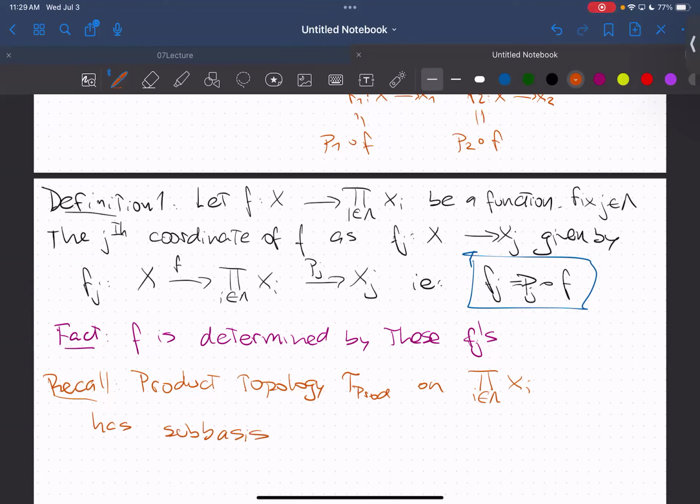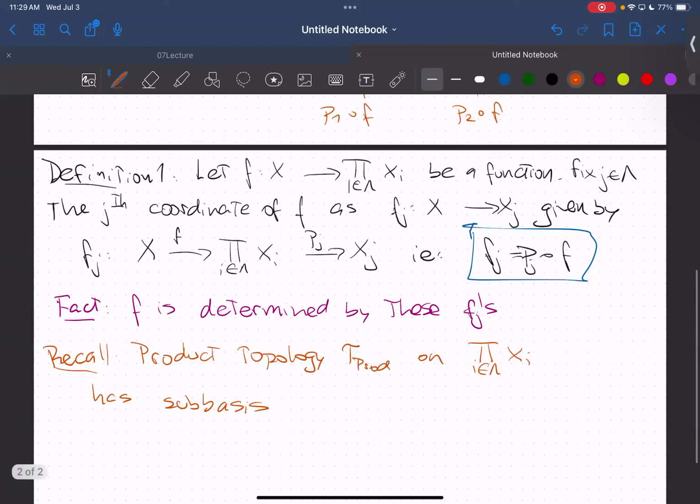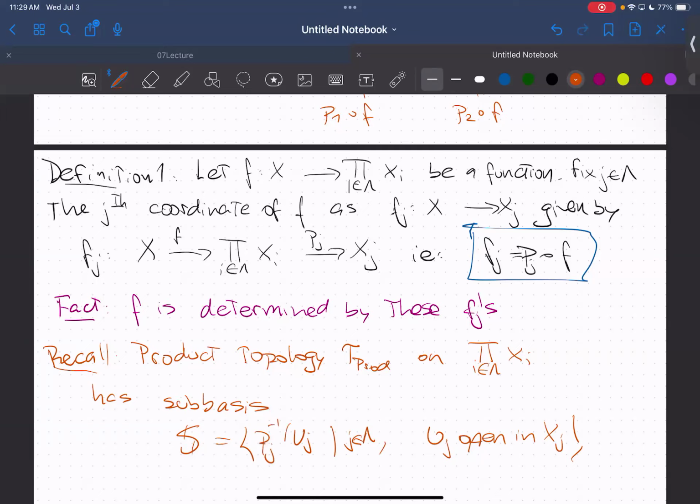The subbasis is something I will denote by S, and that S is: you take any open Uj in Xj, for any j, and what you do is you take the preimage under the jth projection. That's the subbasis. So what this means is in the jth coordinate, you have Uj, and all the other coordinates are the entire Xi's.